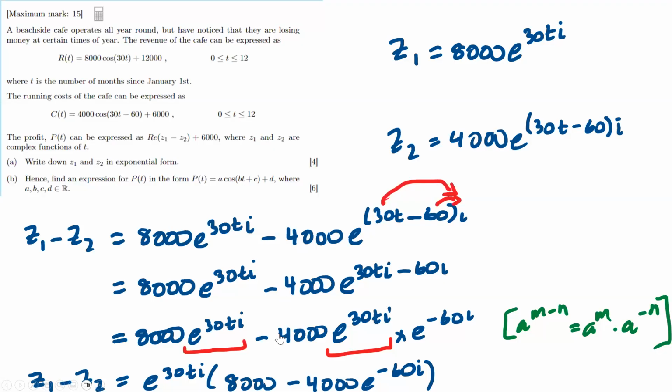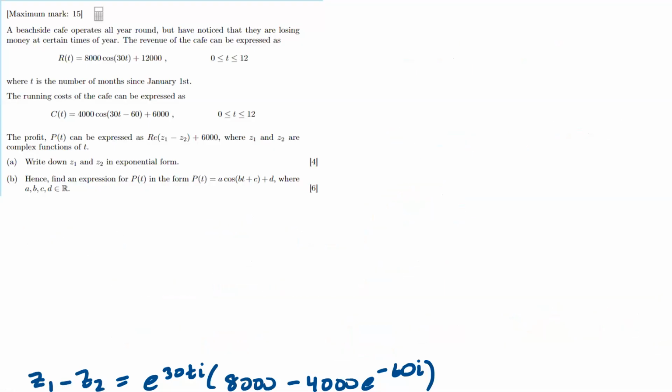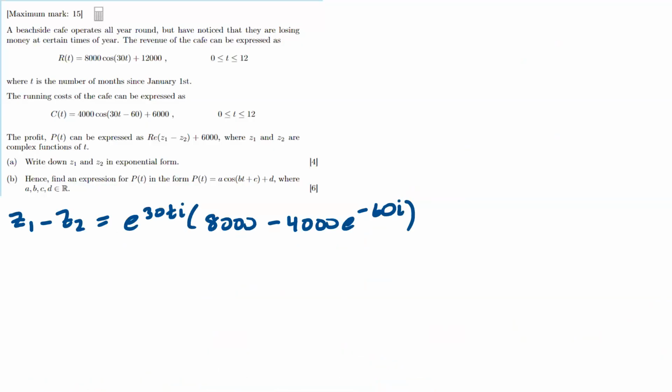The good thing is now, if you note, by taking out that common factor, this process allowed us to do that. Now inside the brackets, we've got 8,000 minus 4,000 e to the power of negative 60i. That's a complex number inside the brackets, it doesn't have a t in it, so the calculator can just change that into a single complex number now. So that will be our next step. Our next step now is to just use the calculator to change this into a single complex number in polar form.